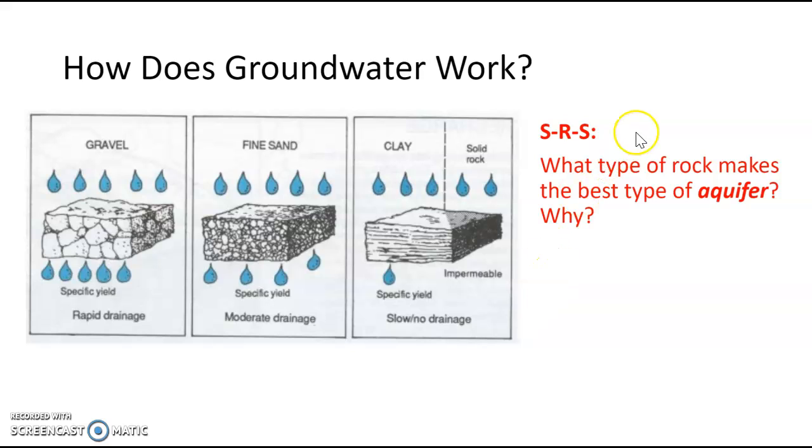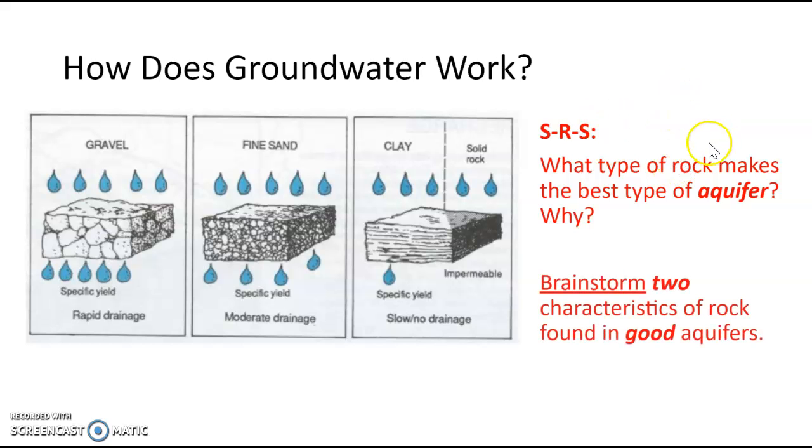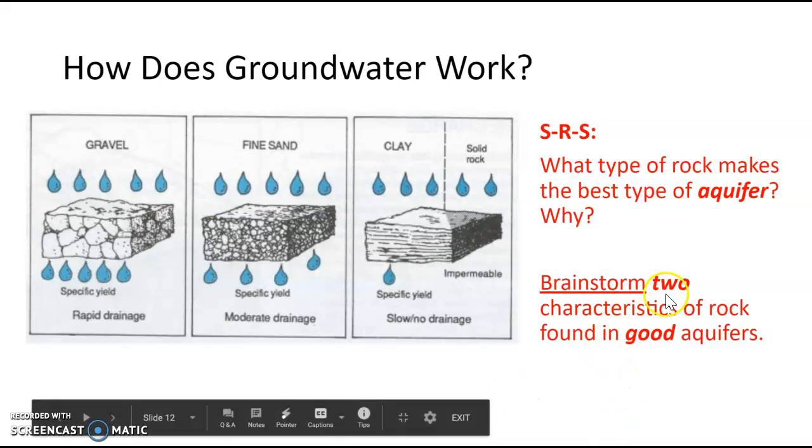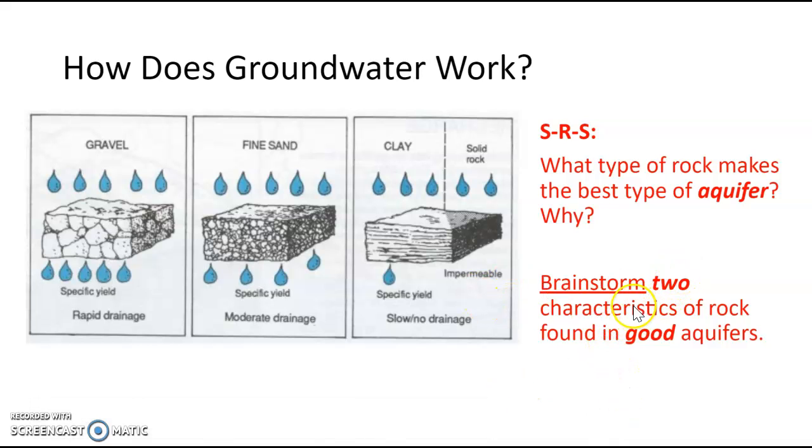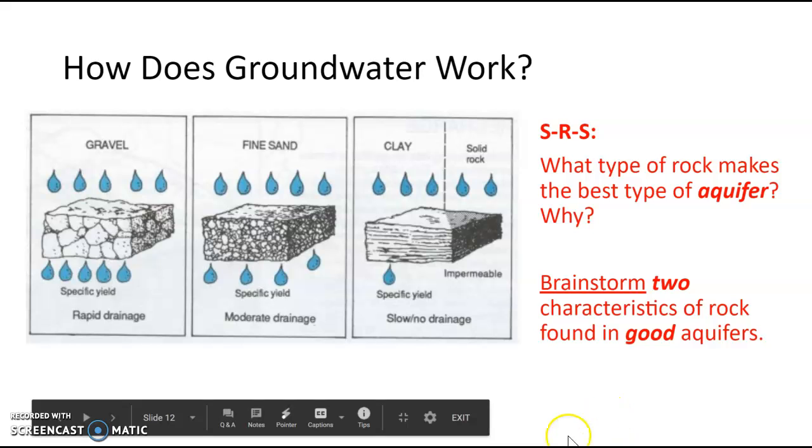So based on that, think about which rock would make the best aquifer. So which one would store the best water and allow water to move the best. And then think about 2 characteristics that these rocks would have in order to be a good aquifer.